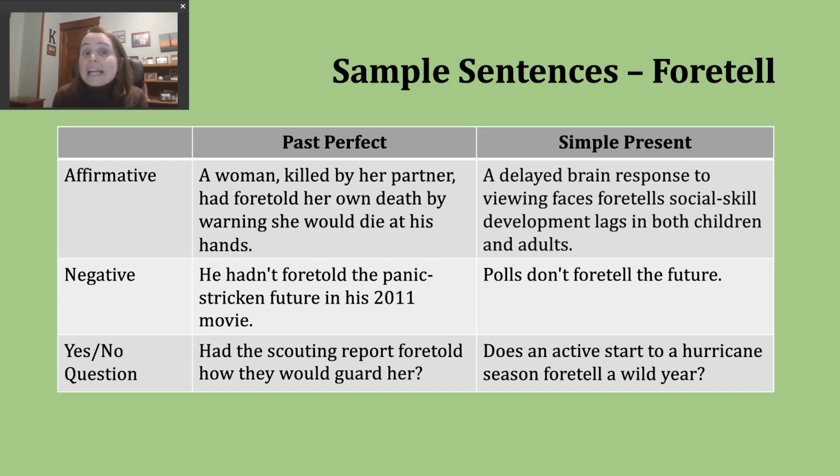Finally, if you want to make a yes or no question in the past perfect, to do this, start with had, then you're going to have the subject, and then the participle form of our verb. Here's my last past perfect example. Had the scouting report foretold how they would guard her?